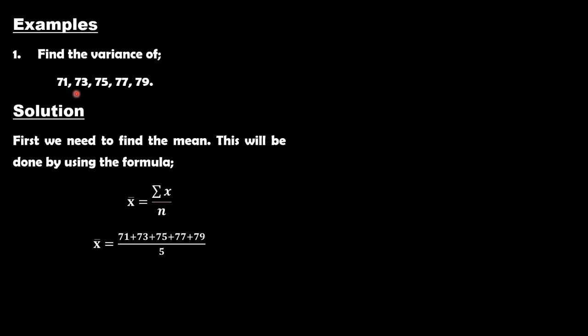1, 2, 3, 4, and 5. So that means we have 5 values in our data set. Therefore, our n is 5. And so, we have 375 divided by 5. And the answer to that is 75.